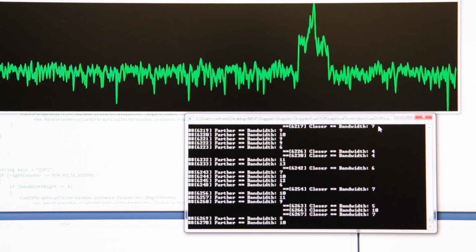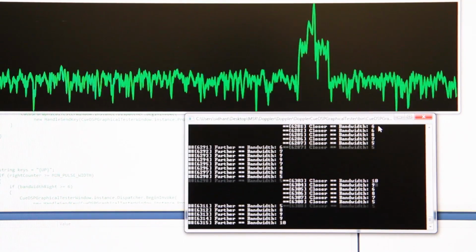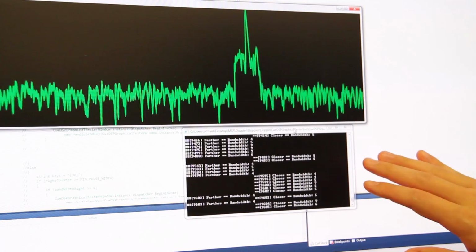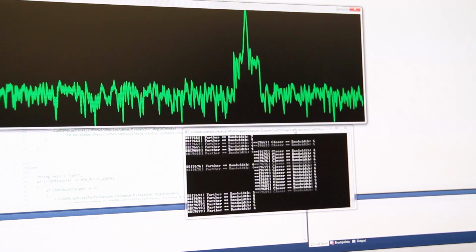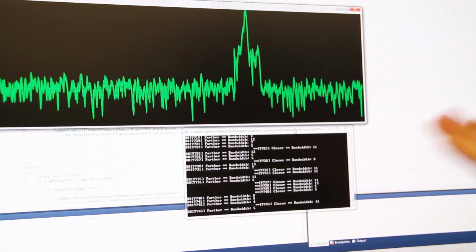Here we see the tone produced by SoundWave and the shift in frequency around it as a user moves his hand closer and farther from the PC. As the hand moves faster, the change in frequency is also greater.